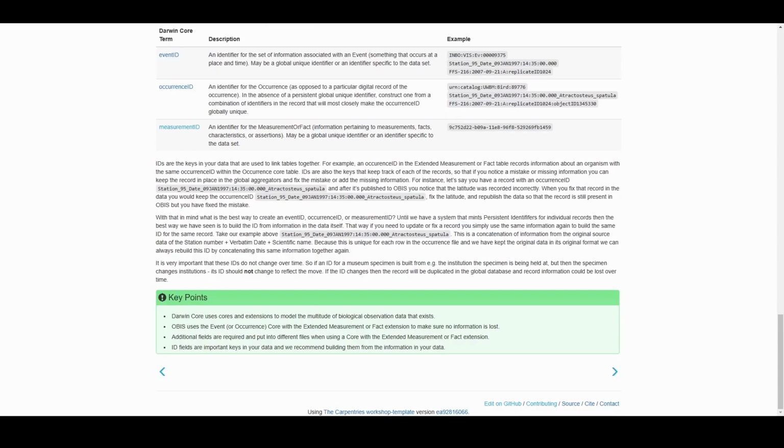So just to summarize, Darwin Core uses core tables and extension tables. These tables are linked through the use of identifiers, which are very important. And by structuring your data in this way, it helps to make sure no information is lost.